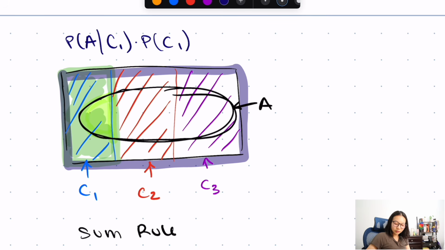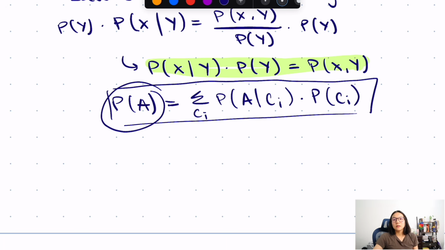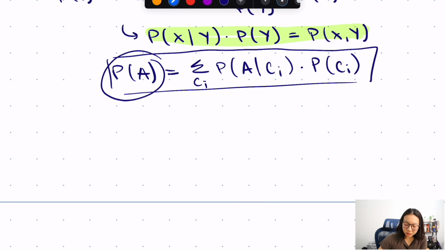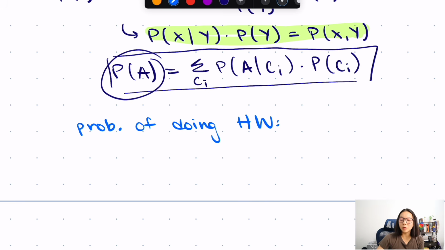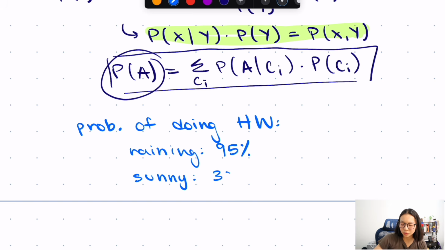And now if you take that over this section and this section, then we can actually find the probability of A. Okay, again, it seems like this is a really roundabout way of doing that, so why would we even bother? The reason why we do this is because sometimes this is the information that we're given. For example, let's say that we're trying to measure the probability of doing our homework. And now let's say that the probability of doing homework changes whether or not it rains or it's sunny outside. So if it's raining, then I'm more likely to stay inside, and the probability that I do my homework is 95%. Now, if it's sunny, that probability drops to 30%.